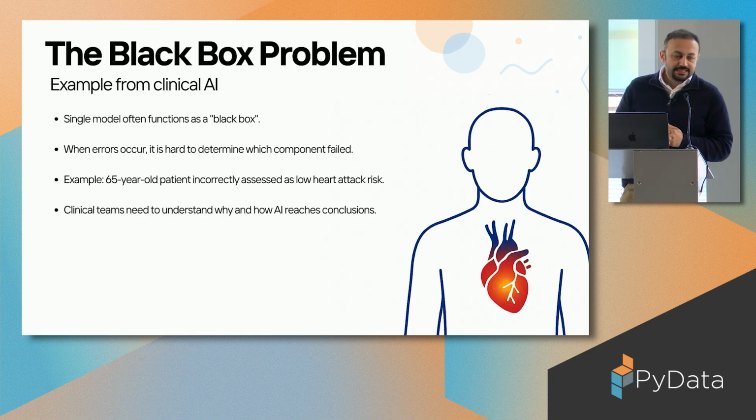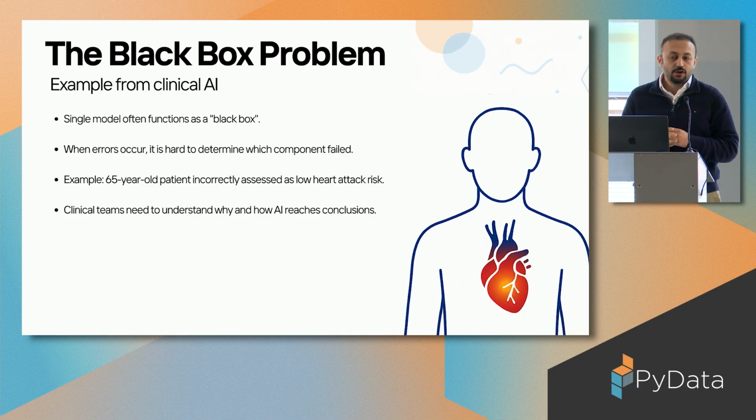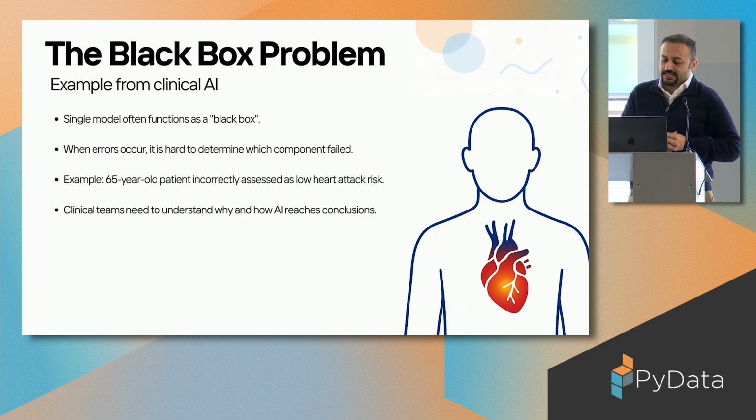Let's consider this case. A 65-year-old patient comes to the hospital, and a clinician does an assessment for them with the help of AI. And the AI assessed that the patient has low risk of heart attack. However, let's assume this is a wrong prediction that might impact the patient's life. Hopefully in this scenario, they caught this false prediction early and they helped the patient on time. But in other situations, that might impact people's lives.